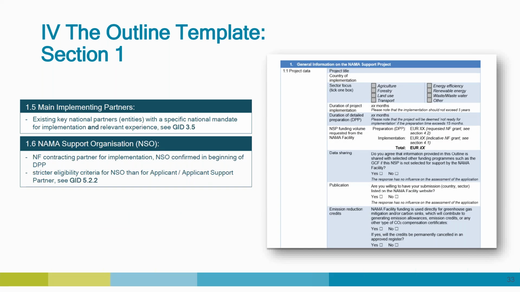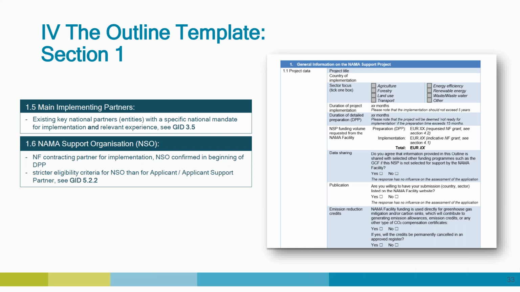Another important role is that of the main implementing partners. These are key national actors, in addition to the previously mentioned national ministries, involved also in the NAMA support project implementation process. Implementing partners are existing entities with specific mandates and are expected to possess relevant experience for the implementation and operation of the NAMA.